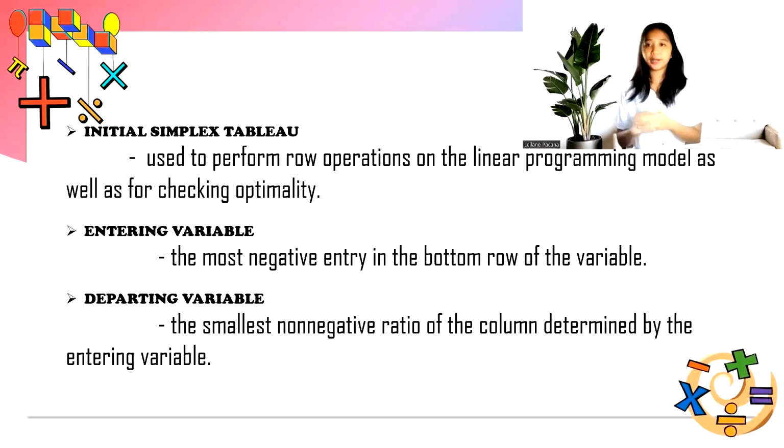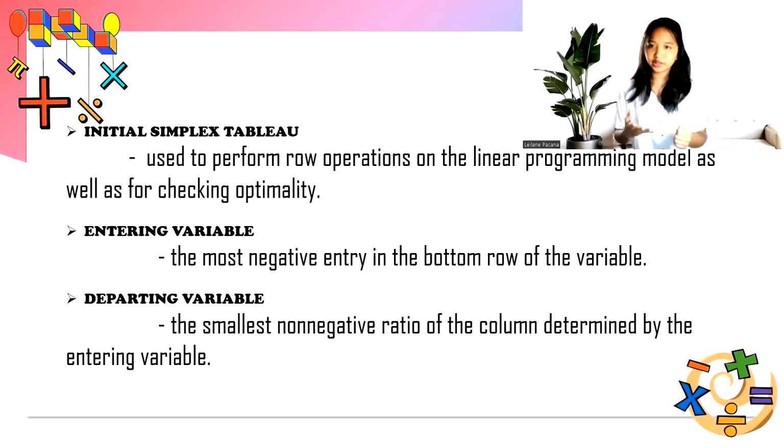Now, there are different terms that we can discover in applying the simplex method to our linear programming problem. First, we have the initial simplex tableau. This is used to perform row operations on the linear programming model as well as for checking optimality. This is a table wherein we can find our constraints and our variables, in which our simplex method will actually be performed.